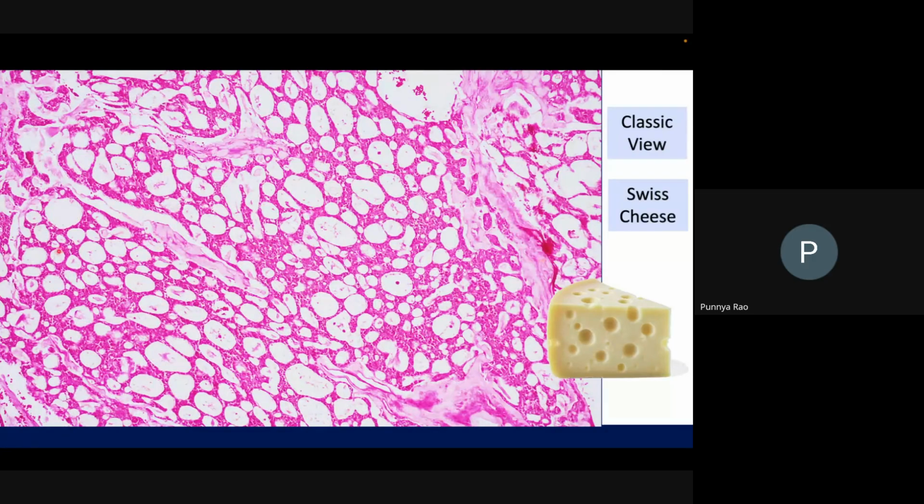Okay, so this is a classic view of adenoid cystic carcinoma. It is also referred to as the Swiss cheese pattern, or the sieve-like pattern, and they also appear as cut sections of cylinders. That's why the previous name was cylindroma. So what you see here is usually sheets of cells which are being separated by these small cysts.